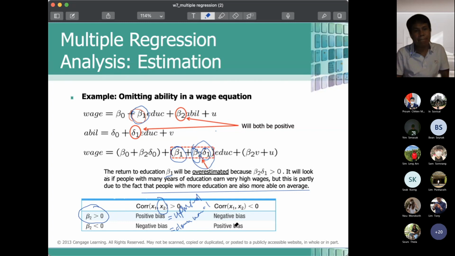Questions? So can bias equal 0? If bias equals 0, we don't call it bias. That means our alpha equals delta 1. As we said here, if delta 2 multiplied by delta 1 is equal to 0, there is no bias.